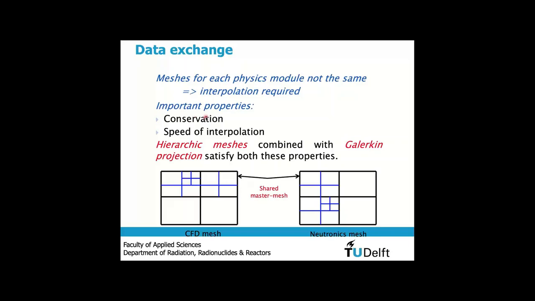Some of the things to keep in mind is conservation. So you don't want to lose things when you interpolate or when you transfer them to another code. And of course, it's also the speed of things. Can this be done efficiently? Now, one of the nice properties is if you make meshes that are actually hierarchic, then it is quite easy to transfer from one to yet another nicely fast and conservative.